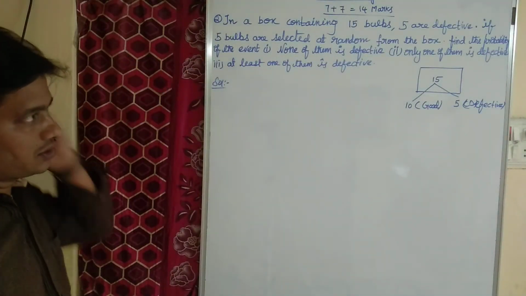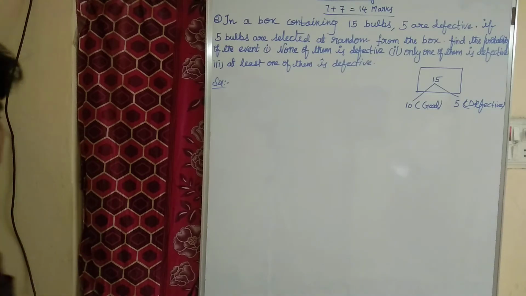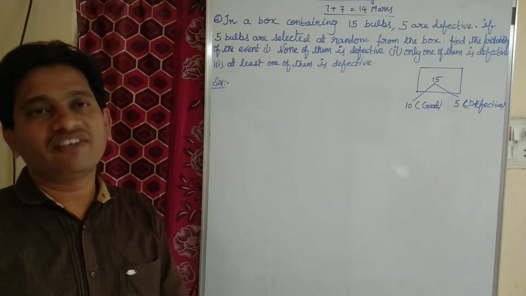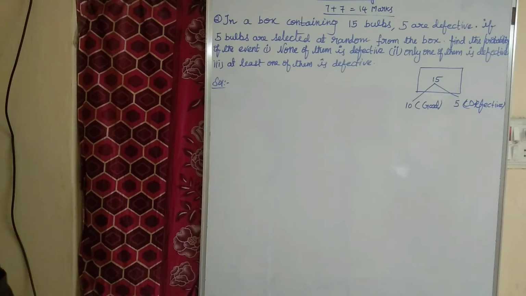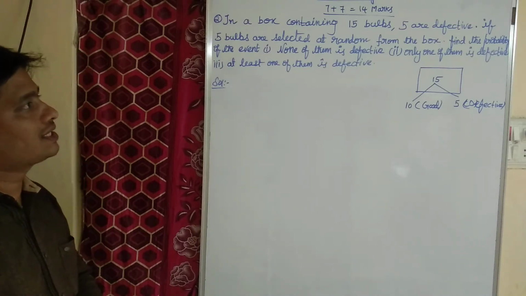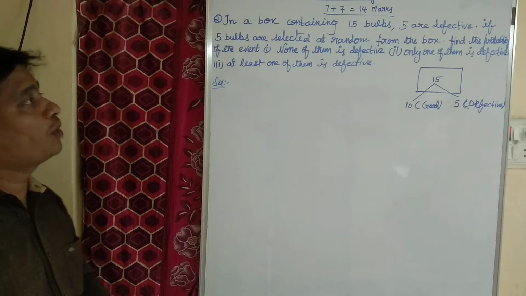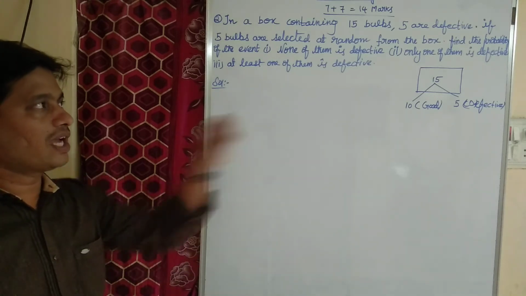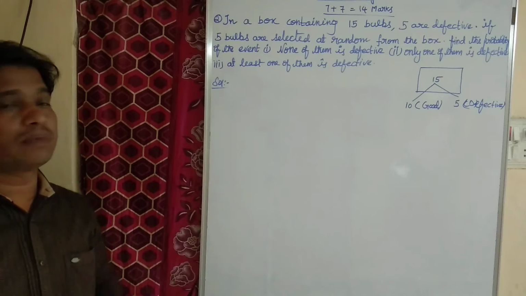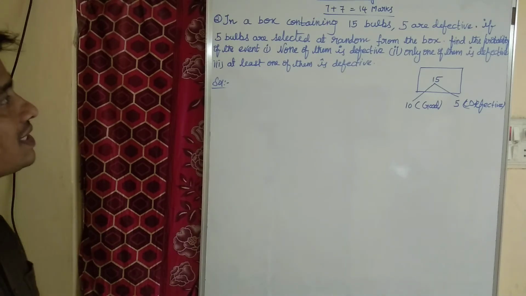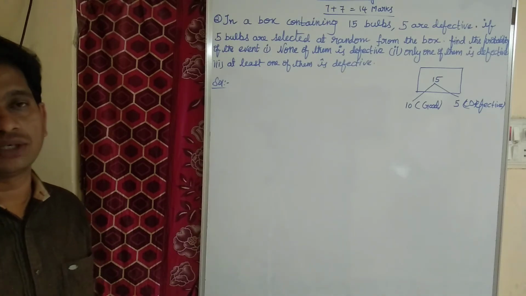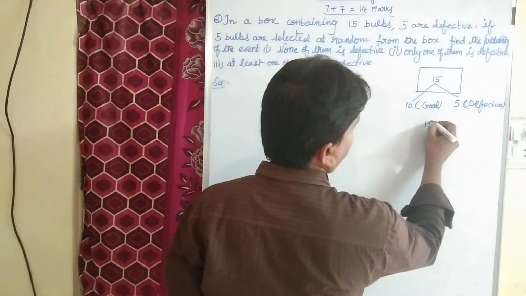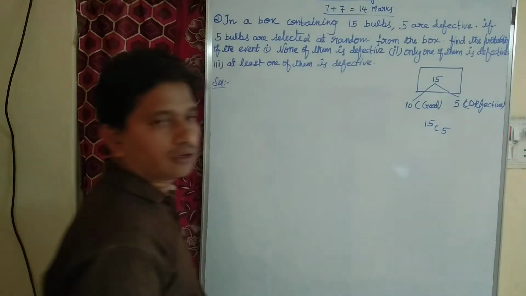Okay. Children, first statement understood? We have a box. It contains 15 bulbs. 5 are defective. If 5 are defective, the remaining 10 are good ones. If 5 bulbs are selected at random from the box, we are selecting 5 bulbs randomly from the box. So here we are selecting, right? So combination, right? If you select 5 bulbs from 15, so that is 15C5.